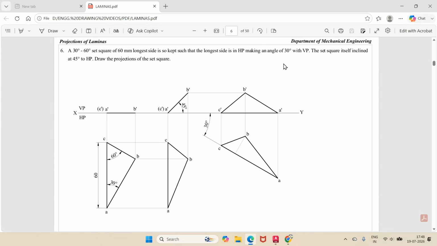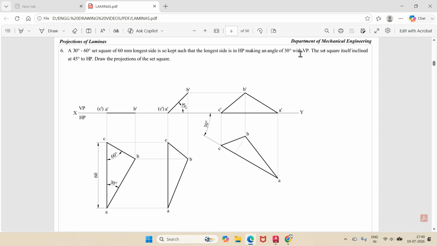And since the longest side is in HP, make that longest side perpendicular to VP. And the surface makes an angle of 45 degrees. So initially, the surface made 0 degree with respect to HP. And then in the second position, you make that longest side on HP, and the surface makes an angle of 45 degrees to HP. And the set square itself makes an angle of 30 degree with VP, that longest side.